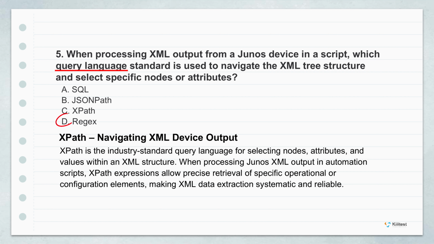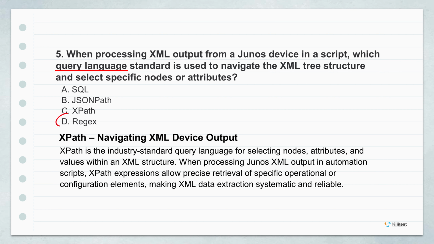Expressions. Yes, XPath expressions allow your automation scripts to accurately locate specific nodes, elements, and attributes within that structured XML output. Think of it like GPS coordinates for your data. Without XPath, you'd be forced to use messy text parsing tools like grep or regular expressions, which are brittle. They break easily if the output format changes even slightly. XPath ensures reliable data analysis.